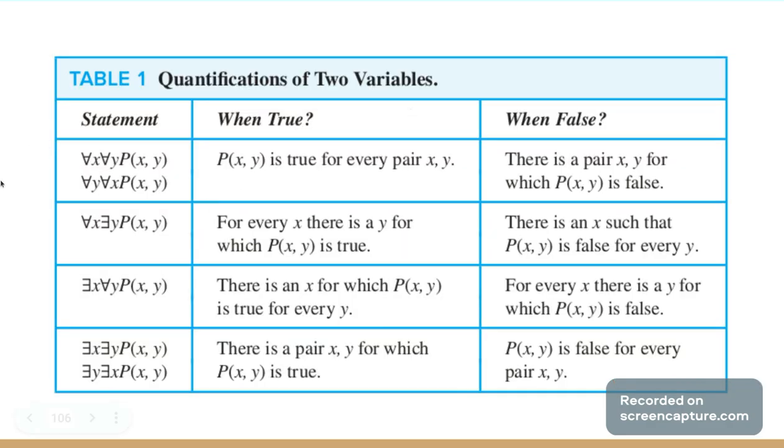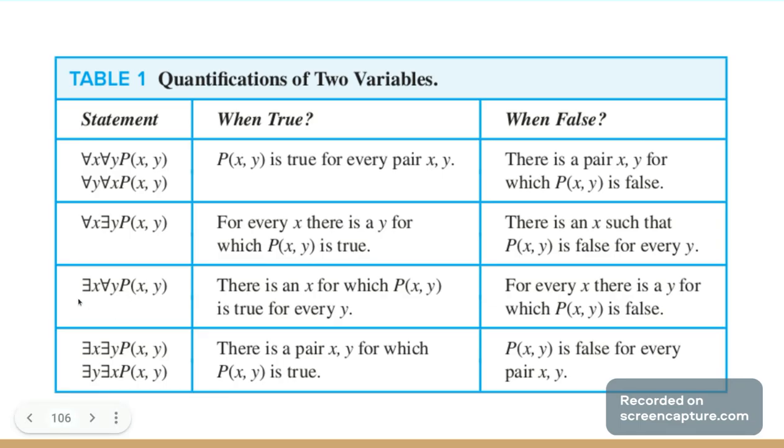Now the same thing is being shown over here in table format. If you have for all x, for all y, P(x, y), and for all y, for all x, P(x, y), P(x, y) must be true for every pair x, y. If that's so, the statement should be true, otherwise it will be false. If the statement is for all x there exists y P(x, y), then for every value of x there exists a value of y for which P(x, y) is true. Only then the statement is true, otherwise it will be false.